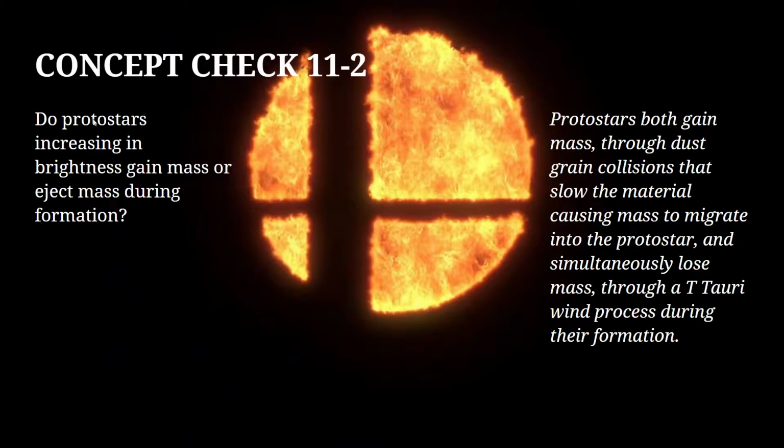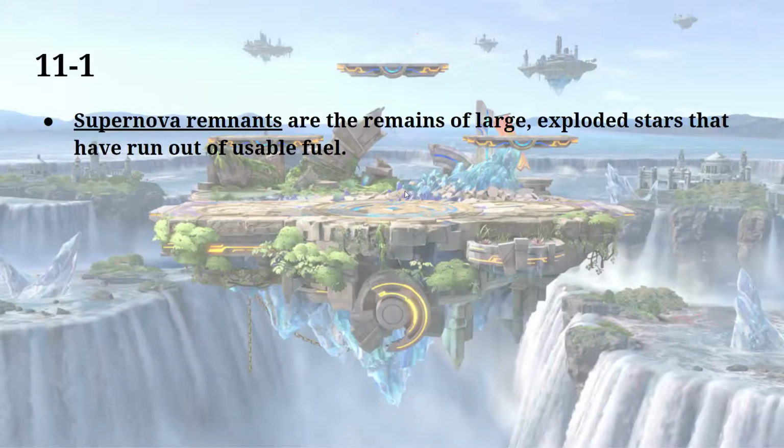So this question says, do protostars increasing in brightness gain mass or reject mass during formation? Kind of a trick question. Remember, they do both. Through dust-grain collisions that slow the material, causing mass to migrate into the protostar, and simultaneously they lose mass through a T-Tauri wind process during formation. So it's spinning around, getting sucked into the middle, but also it's shooting off a bunch of mass thanks to the T-Tauri winds during their formation. So the answer to this is it does both. Stars do both.